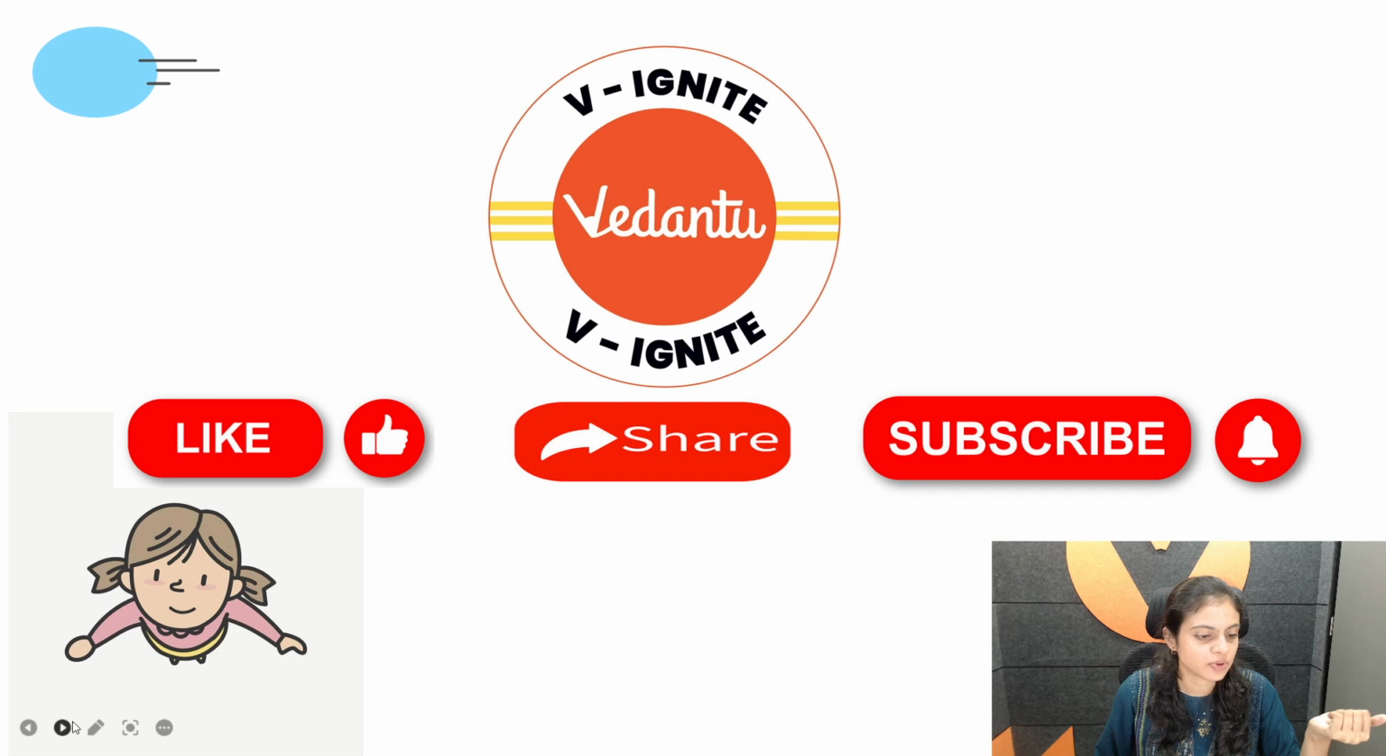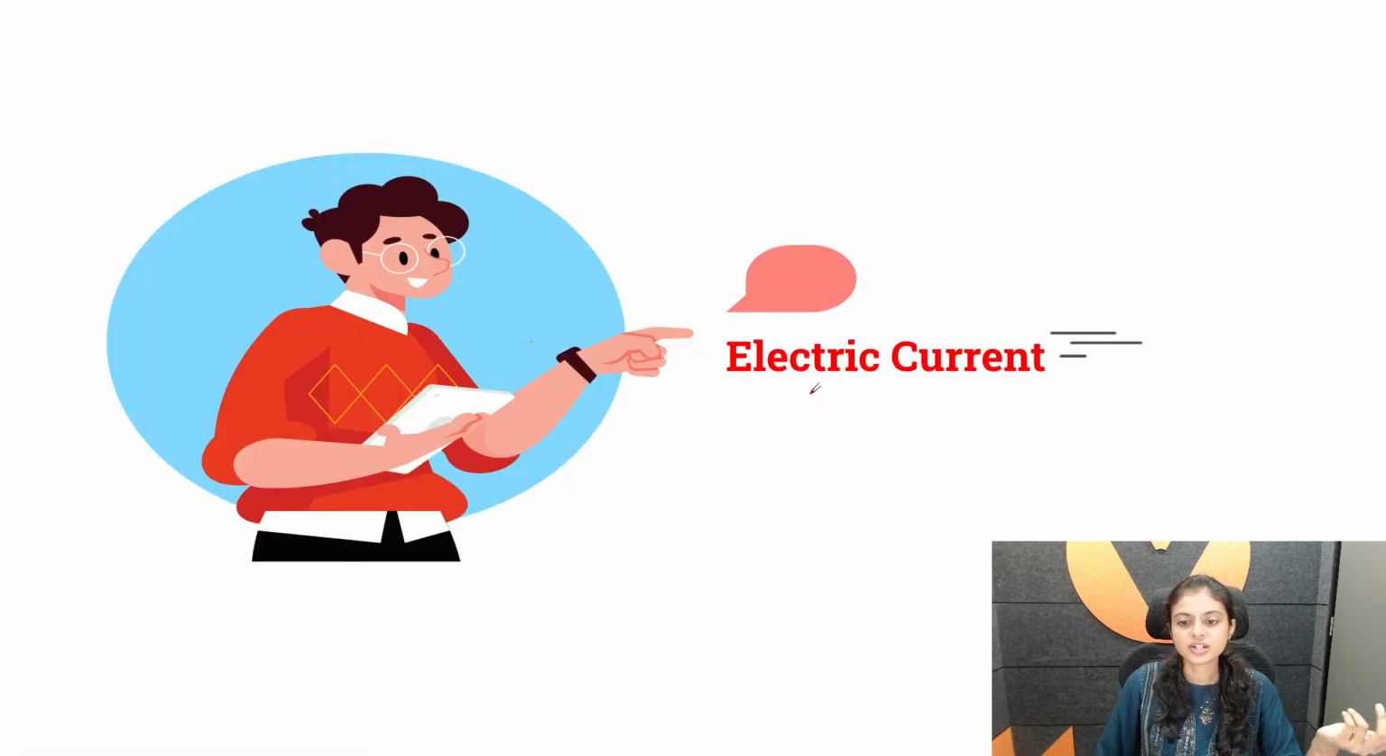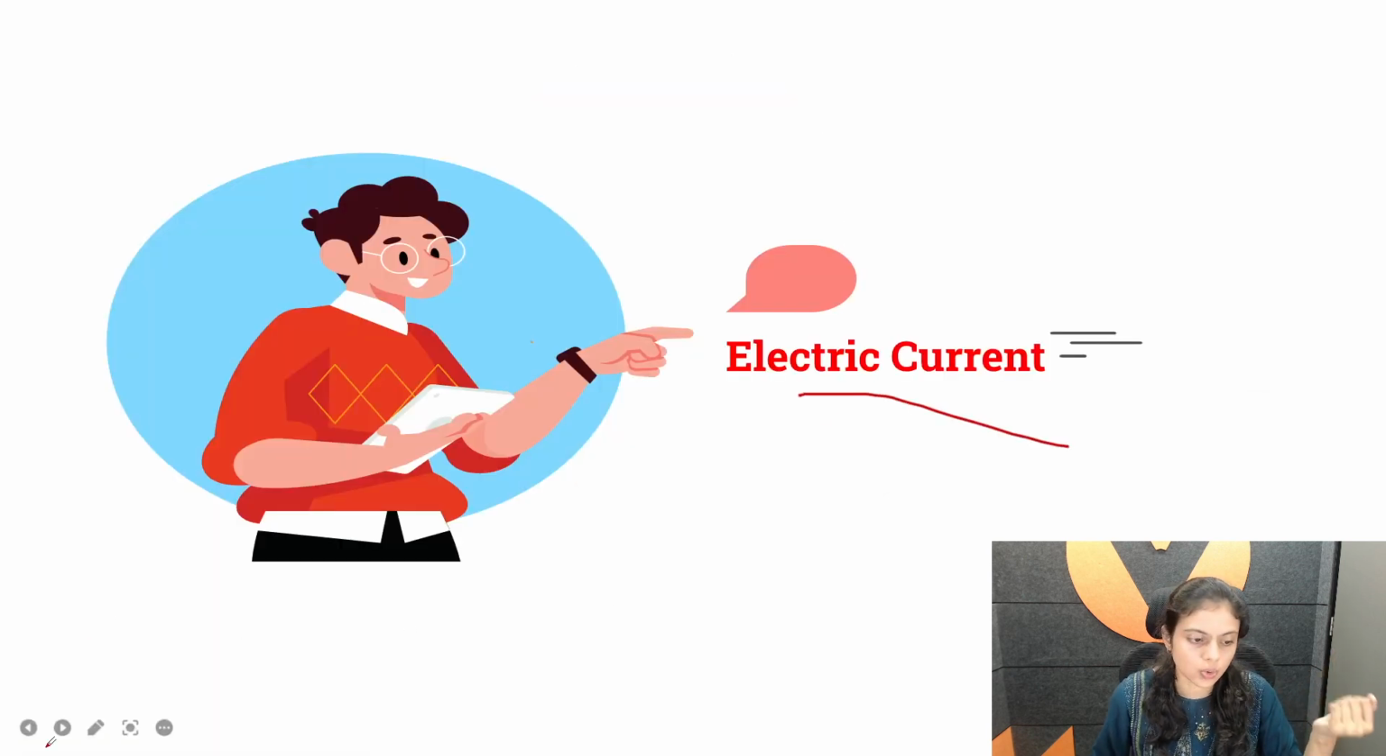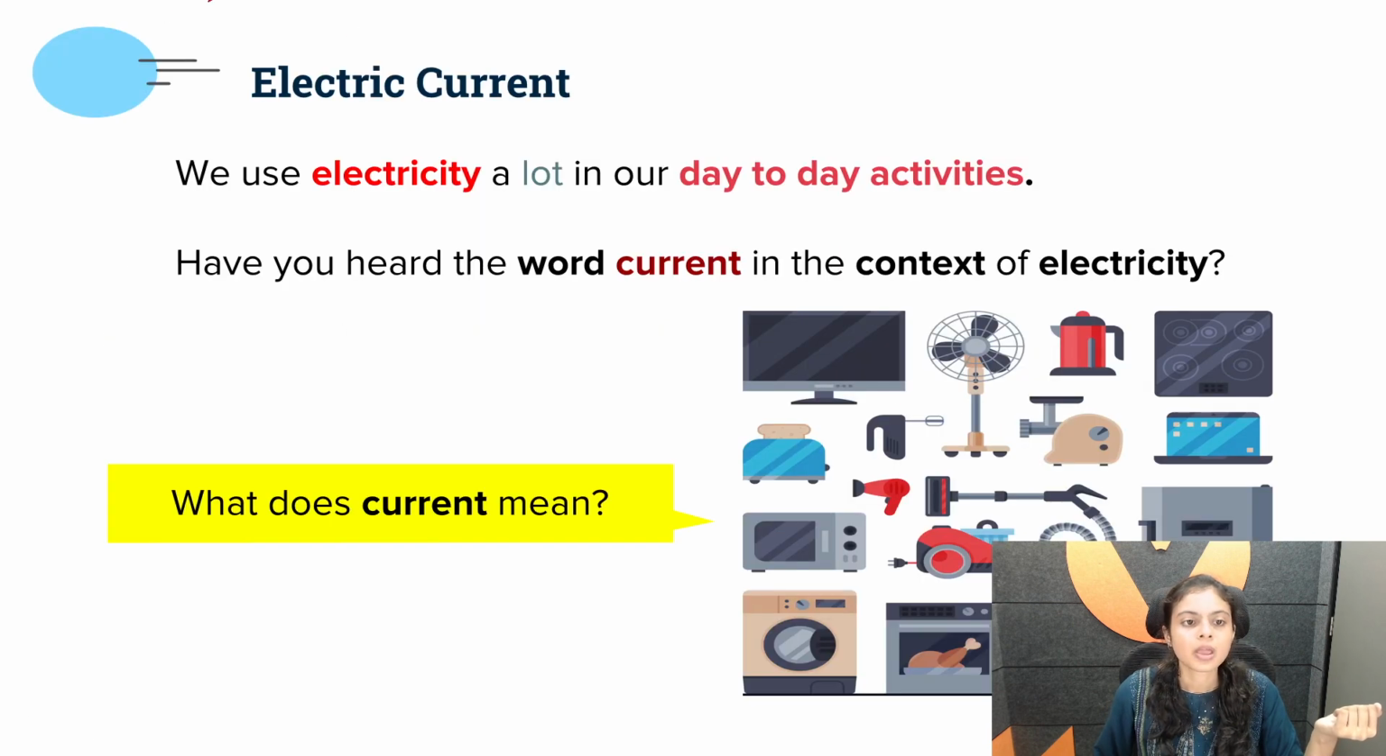Okay, let's move forward. First topic is electric current. What is electric current? These are all the gadgets which run on electric current. These gadgets will not run automatically, right?